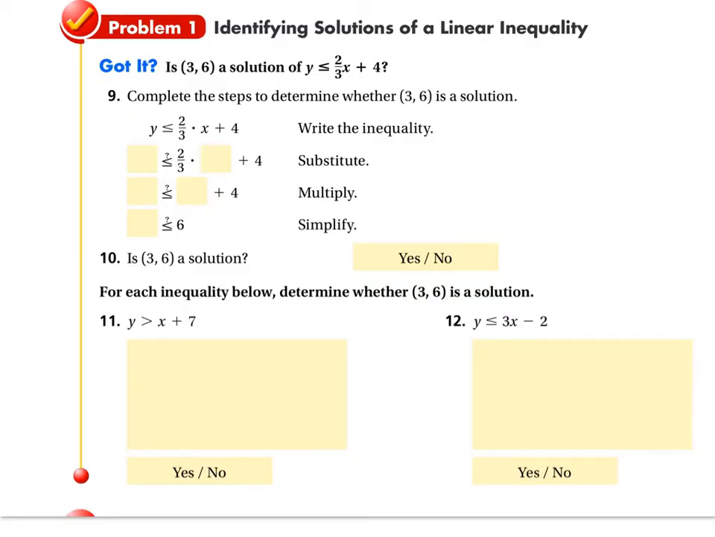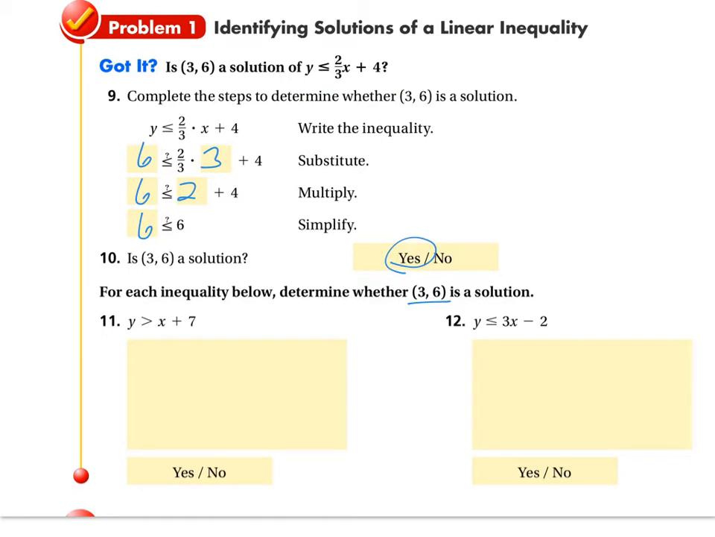When determining if a point is a solution of an inequality, we are actually deciding if that point lies either on the line or in the shaded region. So when we determine if the point 3, 6 is a solution of y is less than or equal to 2/3 x plus 4, we're going to put that point in the equation and see if it creates a true statement. 6 goes in for y, 3 goes in for x. We multiply. 6 is less than or equal to 6. Yes, 6 is less than or equal to, because it's equal to, 6.